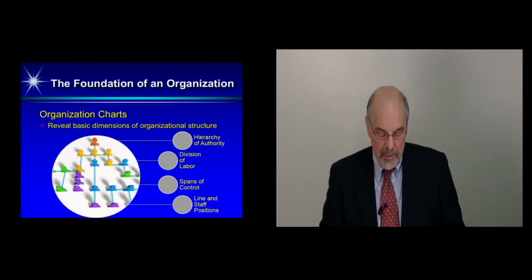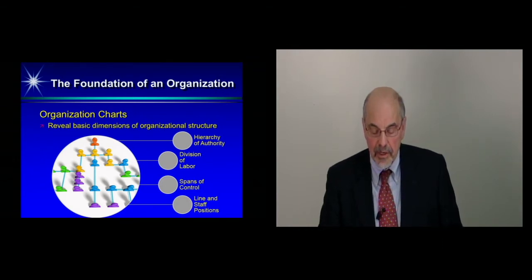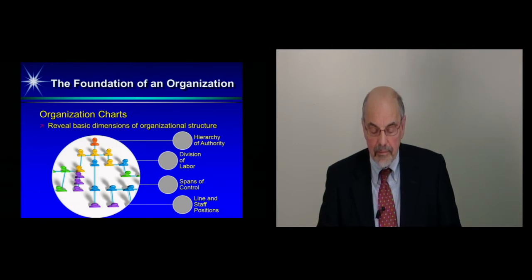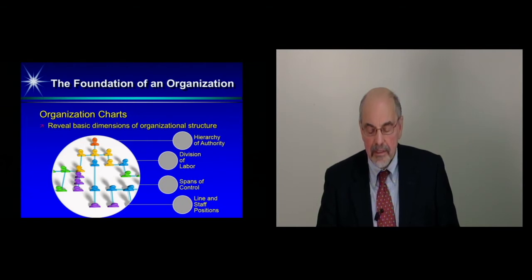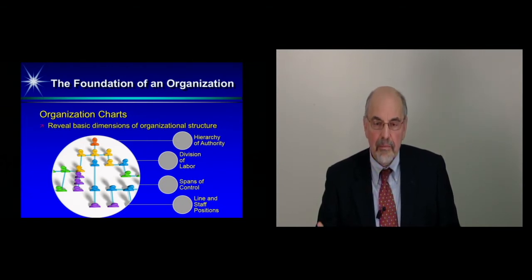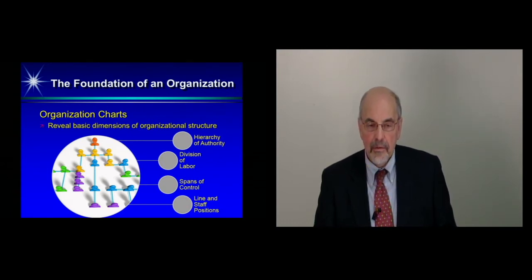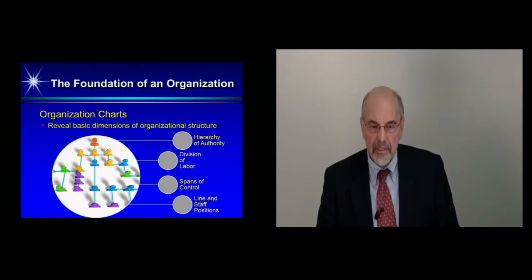Line positions are generally connected by solid lines on an organizational chart, and those are the sort of standard kinds of reporting relationships that you would expect to see. Staff personnel are those people that do sort of background research, provide technical advice, and they generally make recommendations, but they're not in that straight reporting line. Often those are depicted as dotted lines. They're sometimes called dotted line relationships.